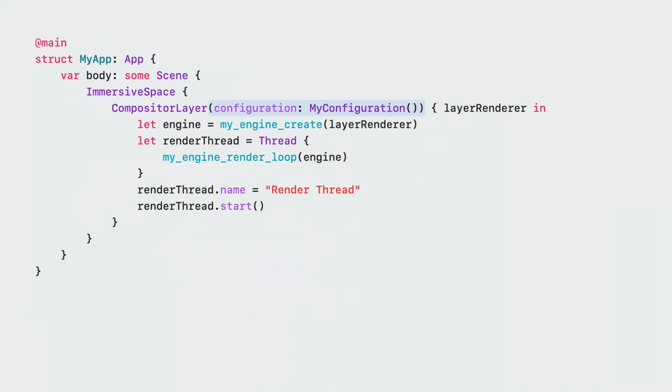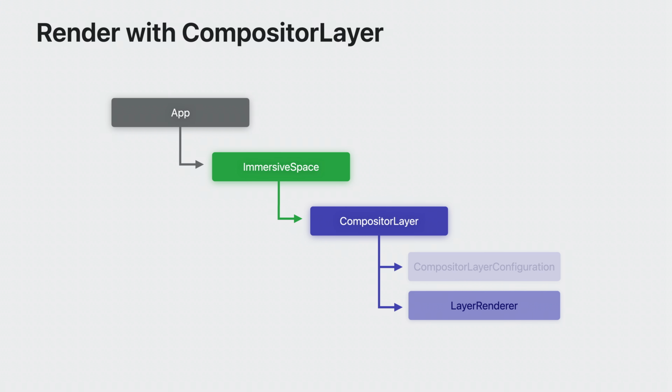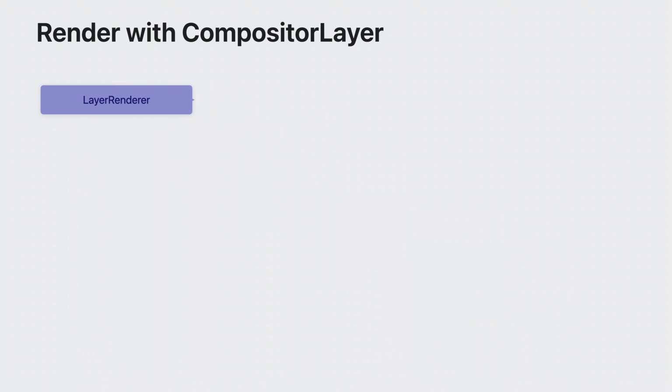Returning to the code that created the compositor layer, you can now add the configuration type you just created. Now that the rendering session is configured, you can set up the render loop. You'll start by using the layer renderer object from the compositor layer. First, you'll load the resources and initialize any object that your engine will need to render frames.